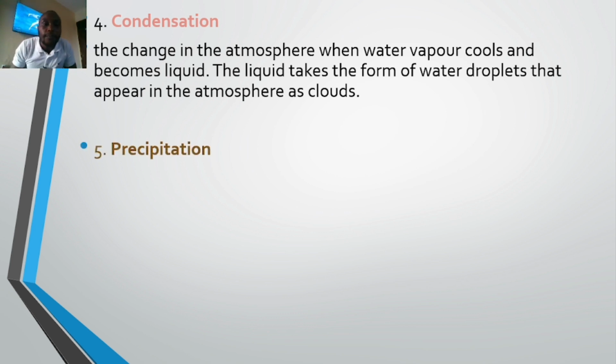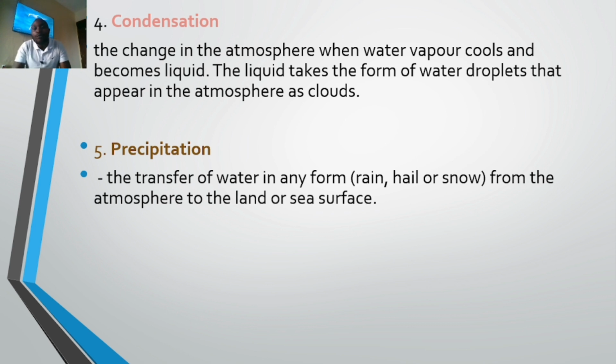Another one is precipitation. When you talk about precipitation, we don't just mean rain. We actually mean the transfer of water in any form. It can be rain, it can be hail, it can also be snow, from the atmosphere to the land or sea surface. So these are any form of moisture that is being transferred.